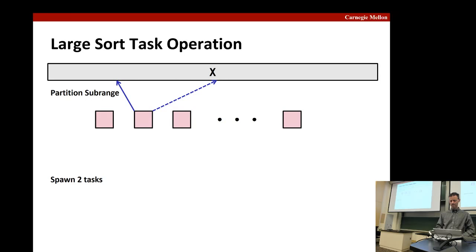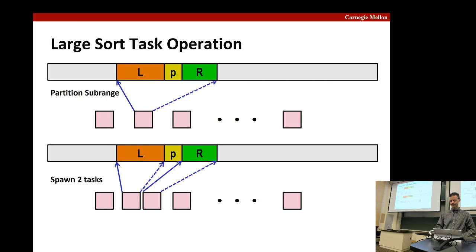Okay, but if you have a piece that's large, you're going to partition the subrange and spawn 2 tasks to deal with the left and right side. Okay, so you have this task spawn 2 tasks, and this one takes the left, and this one takes the right, and so forth. Okay.